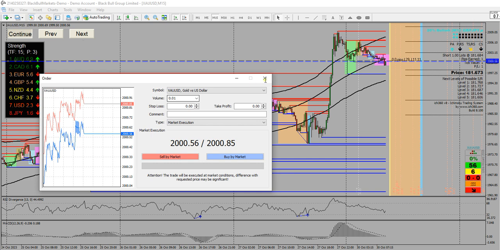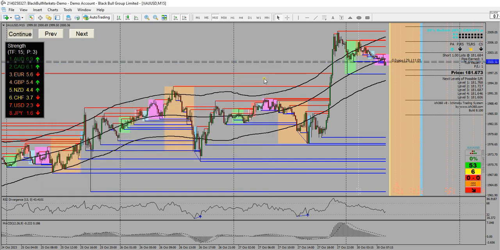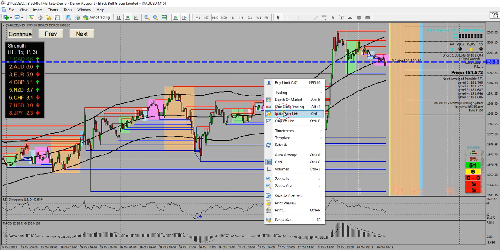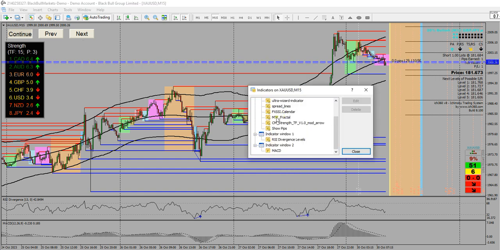What am I looking at here? Oh my god, I want indicators, don't I? Thank you. Not that one. Where is it? Up top here must be.